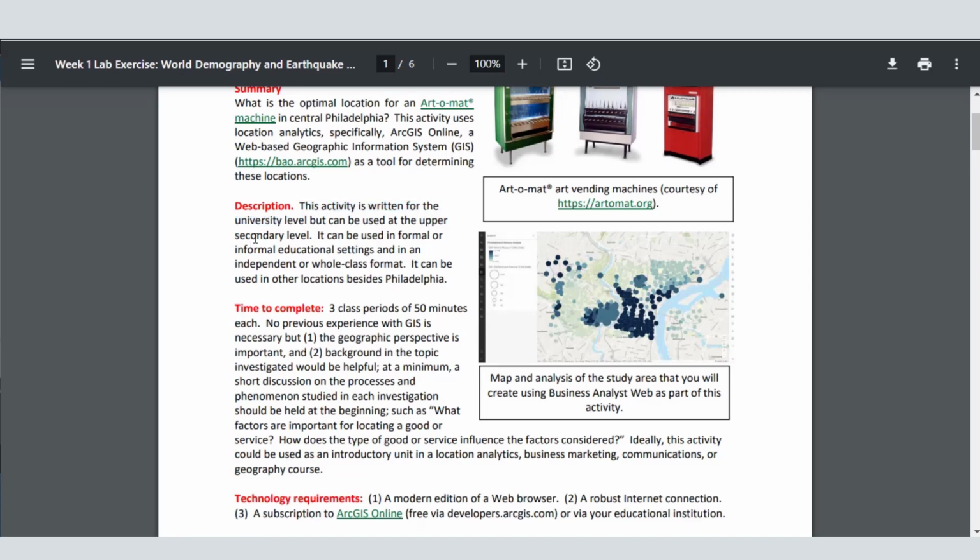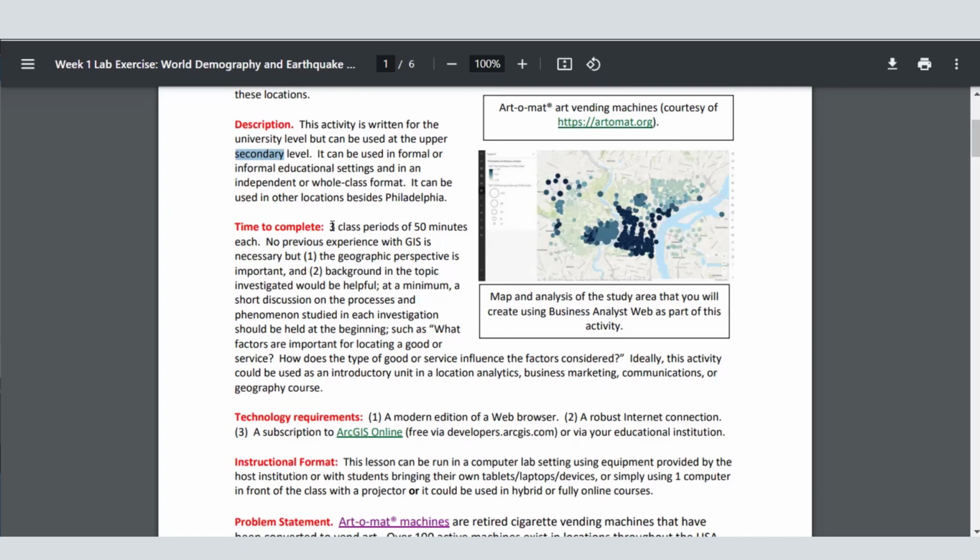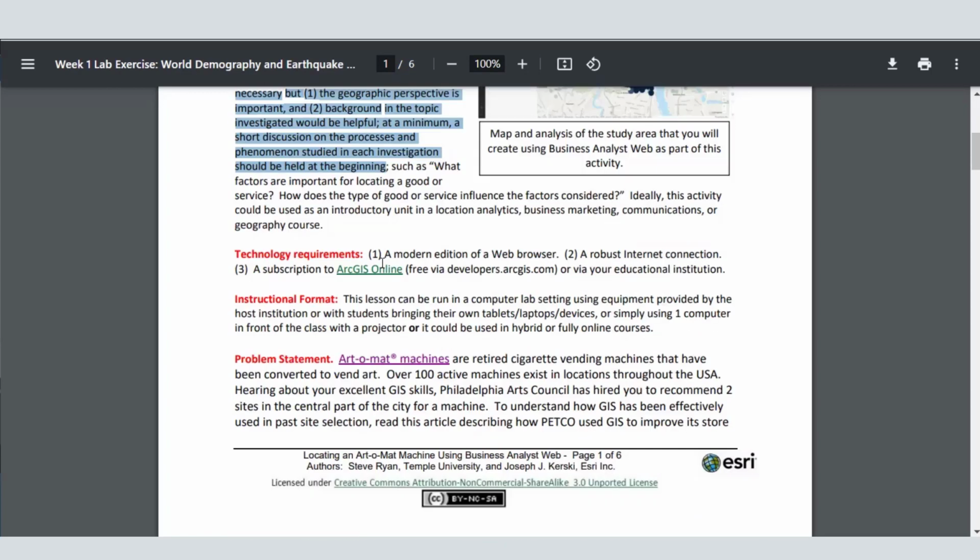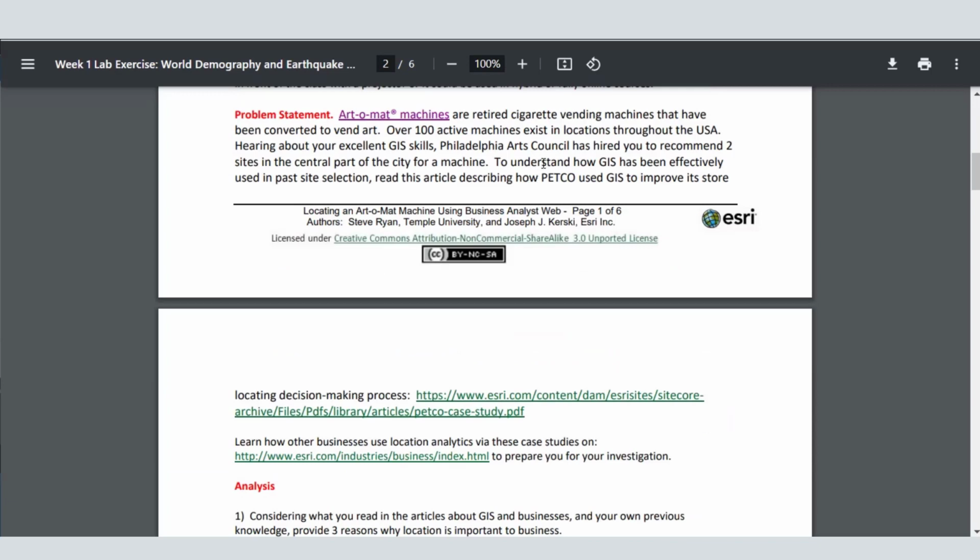It's written for the university level, but you can also use it at the upper secondary level, as I'm indicating here in the lesson itself. It takes 3 class periods of 50 minutes each. No previous experience with GIS is necessary, but some background in why GIS matters and the whys of where, and looking at spatial patterns, relationships, and trends.